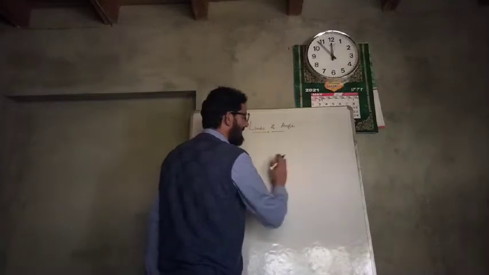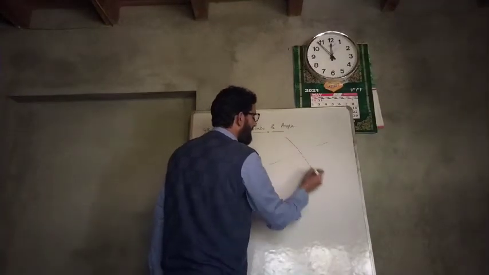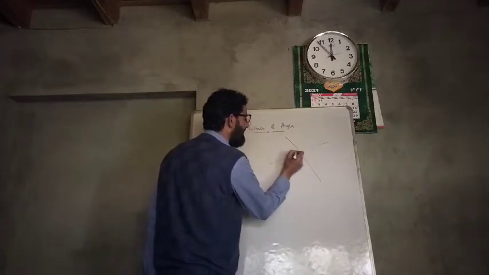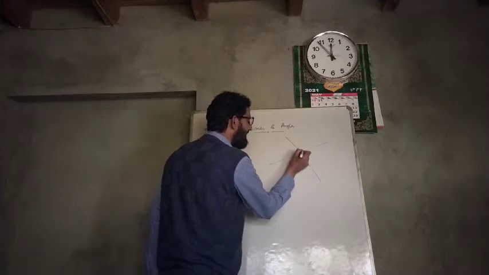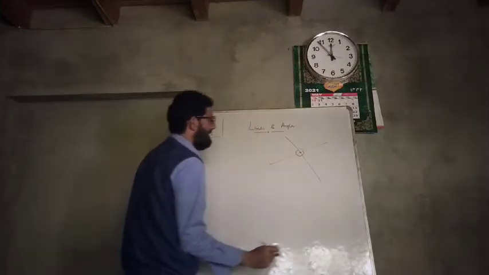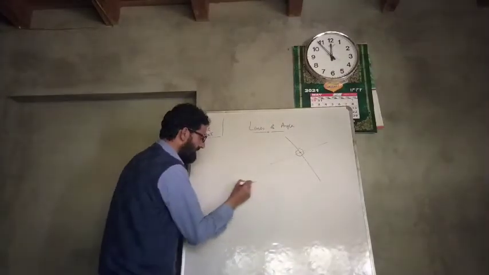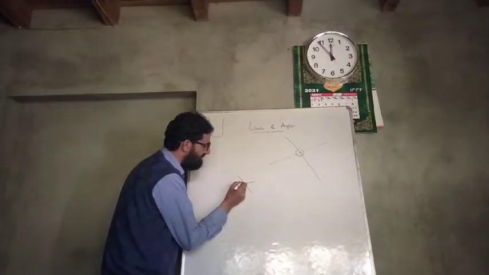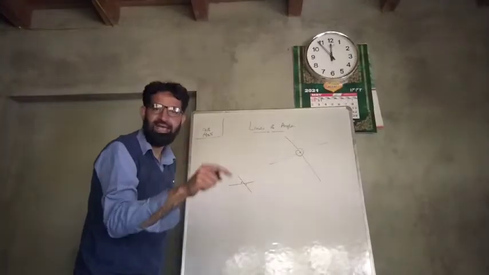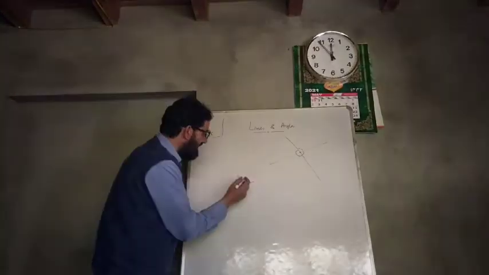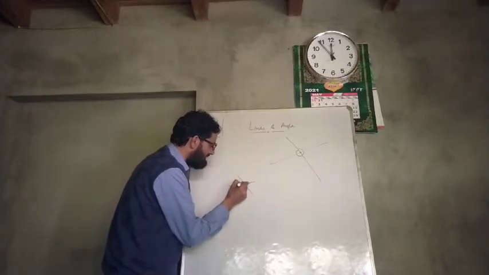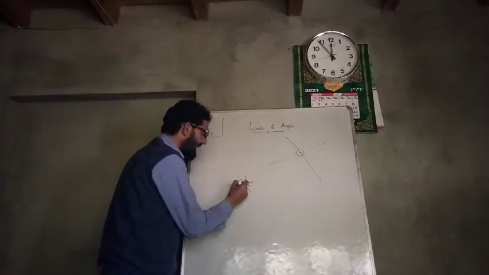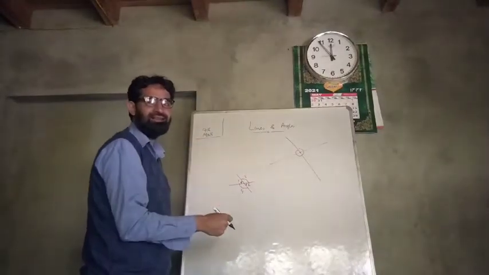Now these are the kinds of angles. See, this is the vertex. If two lines intersect each other, four angles are formed at the vertex. When two line segments intersect each other, this angle and this angle are called vertically opposite angles, because they are formed on the same vertex but opposite to each other. So angle 1 and angle 2 are vertically opposite angles. Similarly, angle 3 and angle 4 are vertically opposite angles.